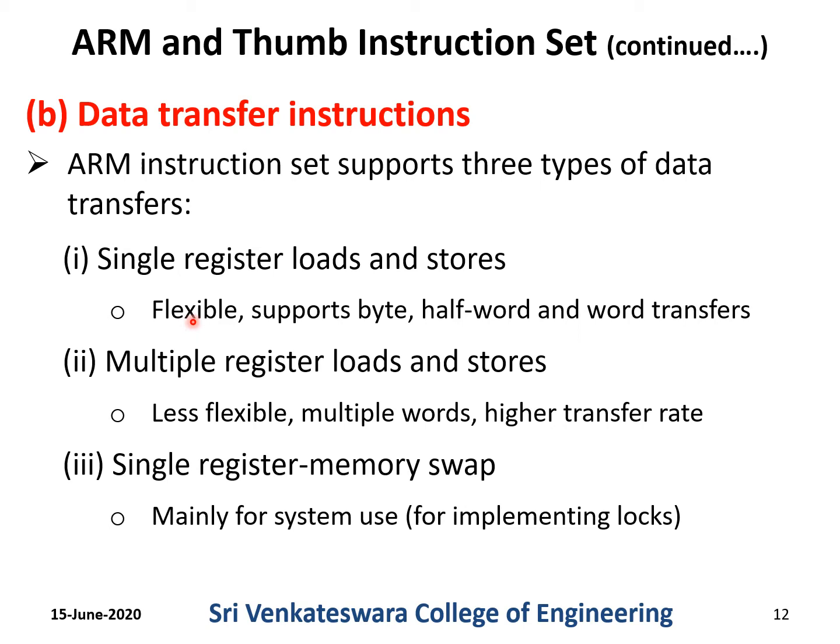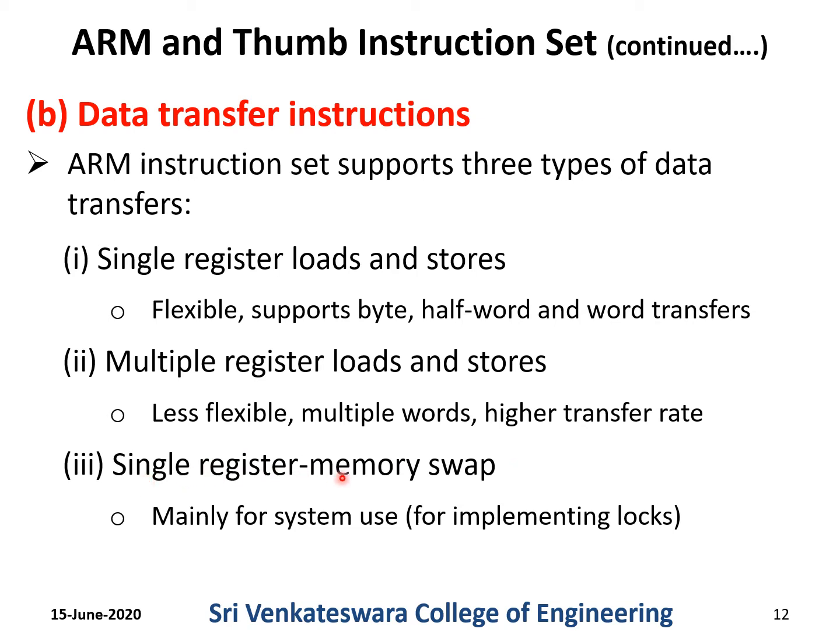and a single register can be loaded with either 8 bits, that is a byte, or 16 bits, that is a half word, or 32 bits. So all the registers in ARM are 32 bits in size. The multiple register load and store are usually used to have higher data rates. Multiple words, that is each word of 32 bits in size, can be loaded into multiple registers, and because of this the system will be able to achieve higher transfer rate.